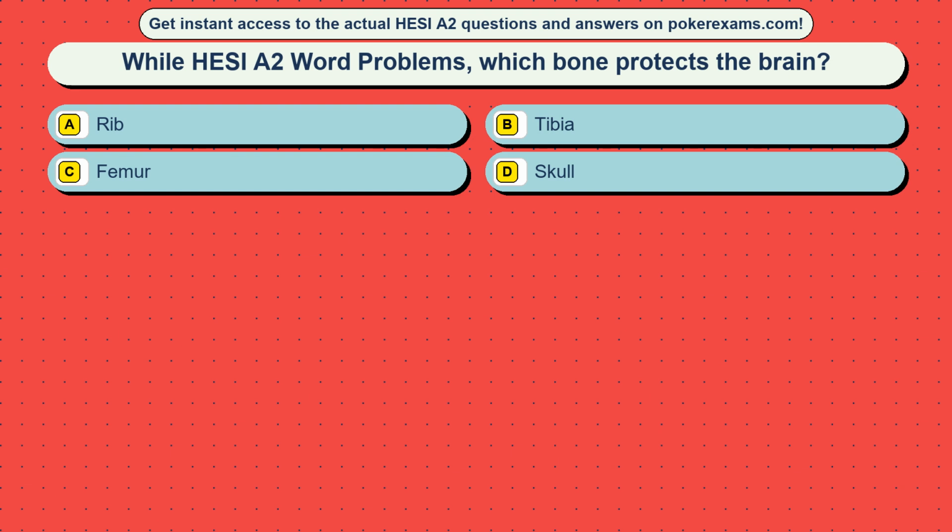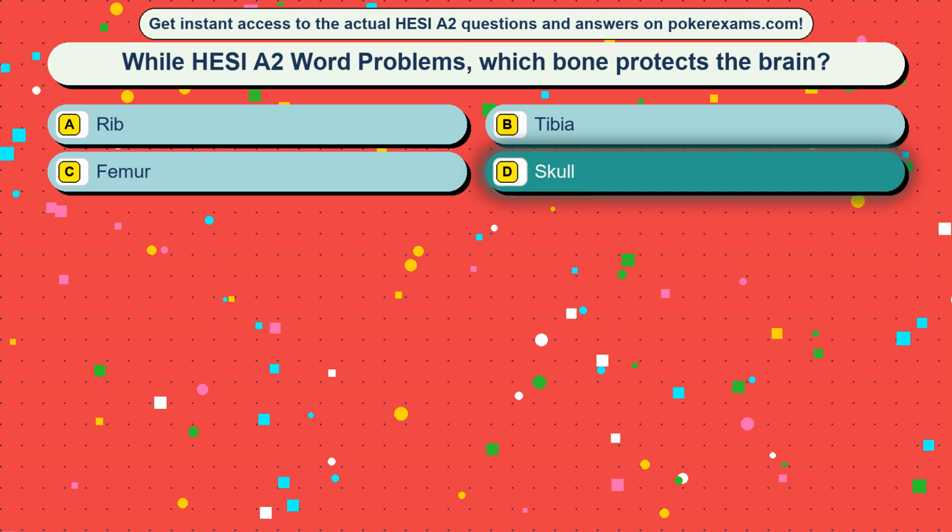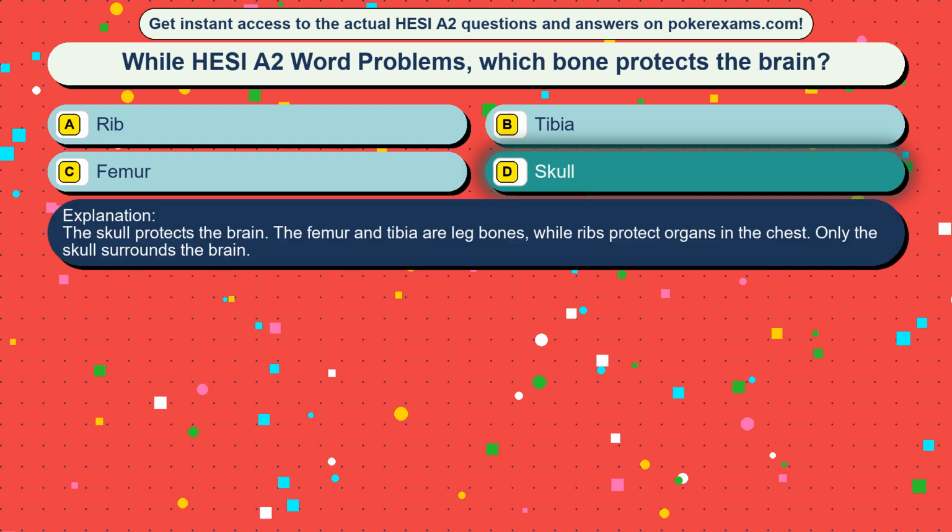Question 7. While HESI A2 word problems, which bone protects the brain? Option A, rib. Option B, tibia. Option C, femur. Option D, skull. The correct answer is option D, skull. The skull protects the brain. The femur and tibia are leg bones, while ribs protect organs in the chest. Only the skull surrounds the brain.